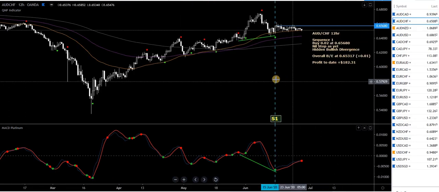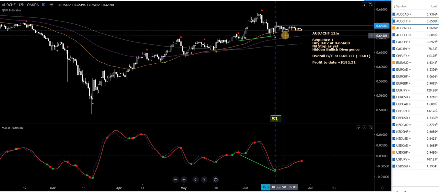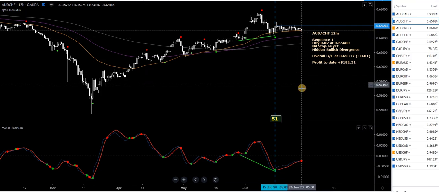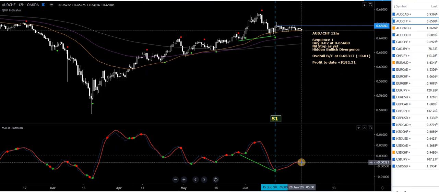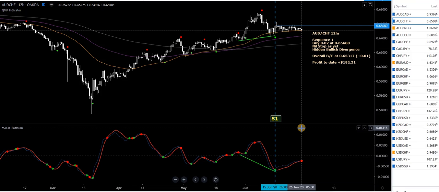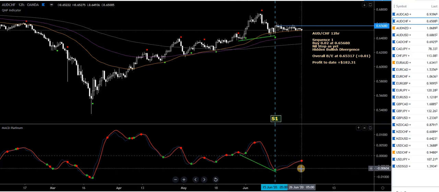Oz Swiss in a buy here. Another one going sideways, going nowhere. There's going to be a red dot on the MACD Platinum come Monday. That's one thing about TradingView. If I was looking at MT4 or MT5, you wouldn't see that dot on the MACD Platinum. But with TradingView, it's one of the little idiosyncrasies of it. It will show you that something's coming up.